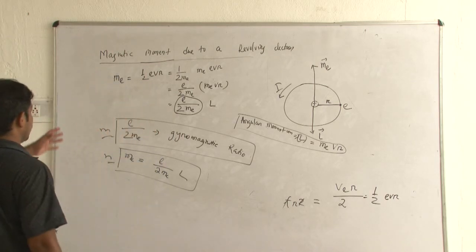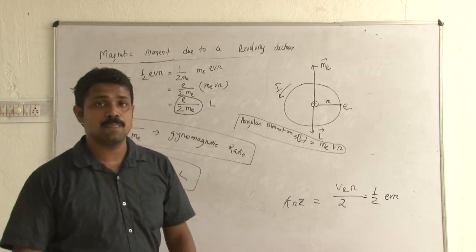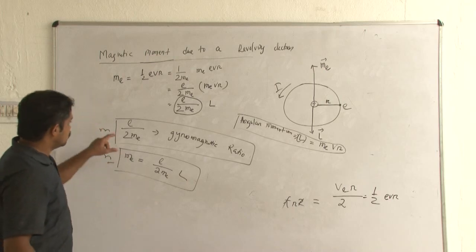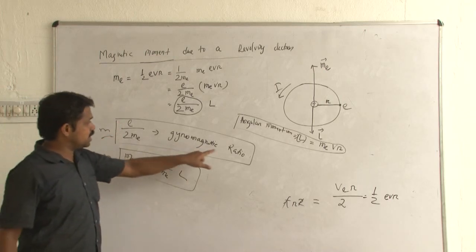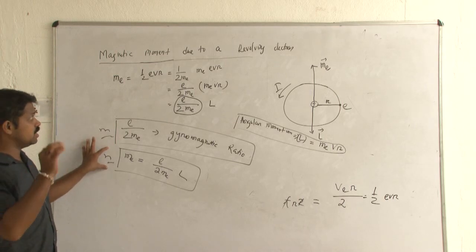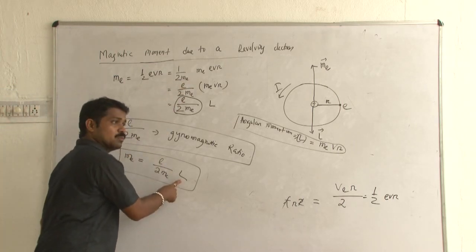This is how we can find it out. This is a 3 marks question, to derive the magnetic moment of a revolving electron. In this way you can derive it one by one. So e by 2 m_e is the gyromagnetic ratio, and this is the magnetic moment due to a revolving electron in terms of angular momentum.